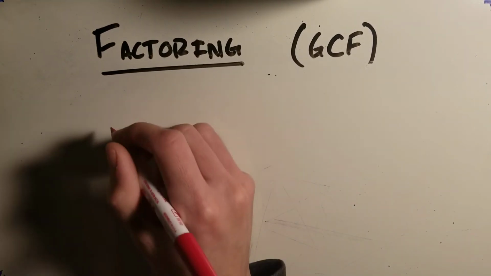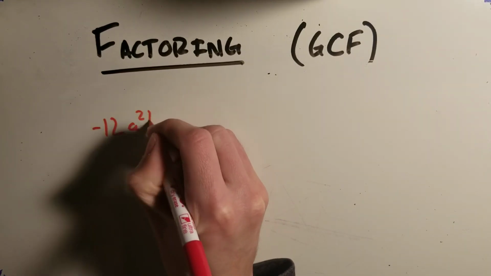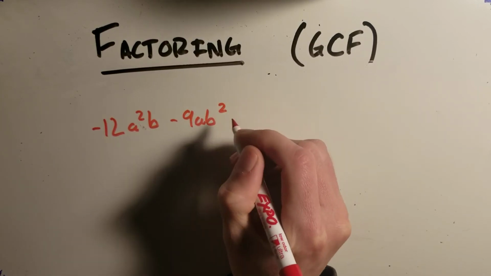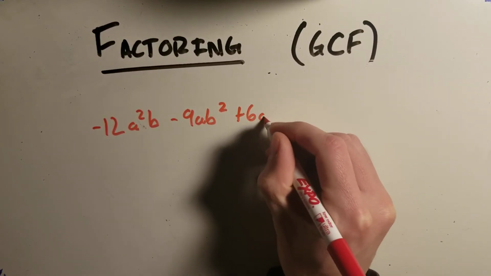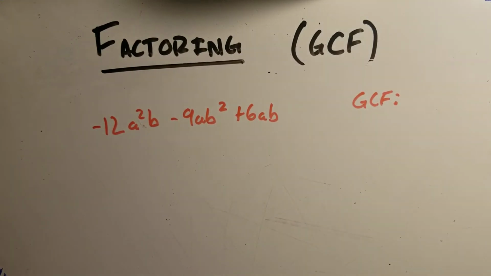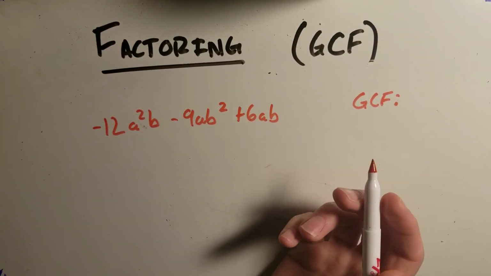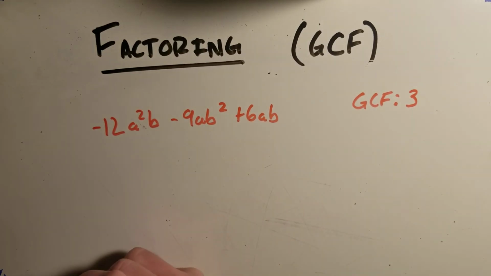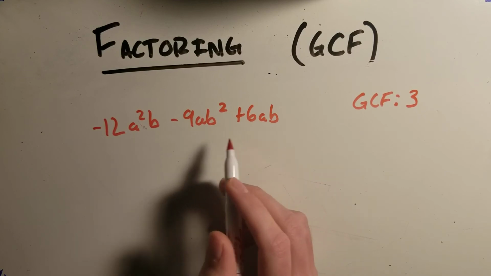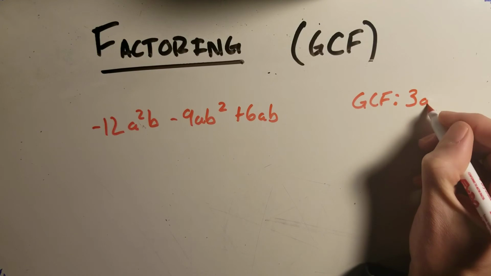Alright, so our next one, we have negative 12a squared b minus 9ab squared plus 6ab. I'm going to keep listing the GCF, but again, as you get better with these, you'll do them a little quicker. So you might notice in common here, we have a 3. We have a 3 in common. And now we have 2 variables for each term. Notice that they all have an a and a b. We have an a squared here. We only have 1a. We only have 1a. So everyone has at least 1a.